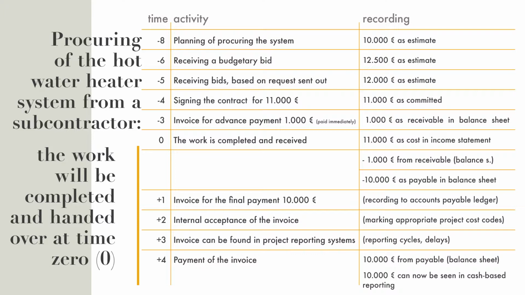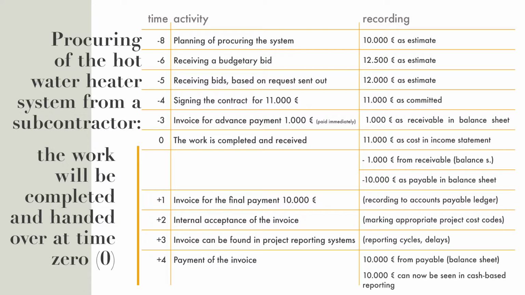Then at time point plus 1, we get the invoice of the final payment, 10,000. So that is what is left to be paid. And we are recording that to the accounts payable ledger. At plus 2 months, we have an internal acceptance round for the invoice, and maybe the project manager is marking the appropriate project work breakdown, cost codes, and so on to the invoice and accepting it.